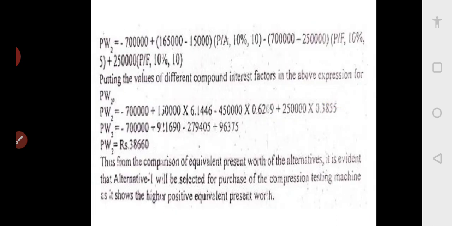So this is how we solve the problem of present worth, comparing two equipment or two projects or two devices which have different lifespans. We will take the LCM only, the lowest common multiple, and accordingly we will calculate. Here it was 10 years and 5 years, so for 5 years we have considered equipment 2 twice.